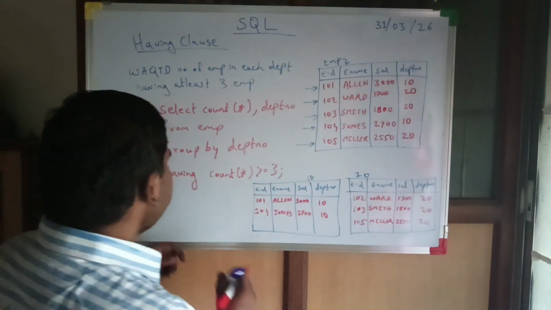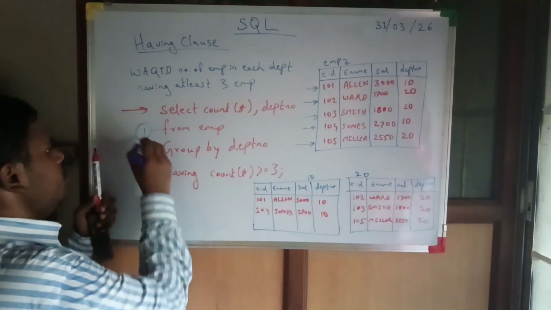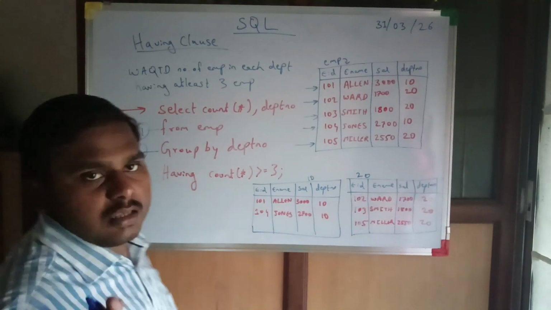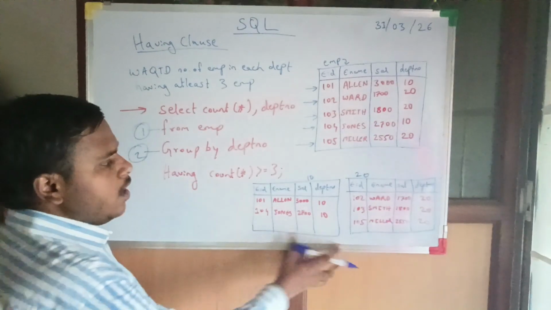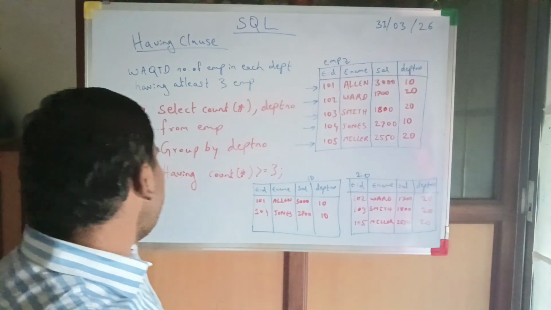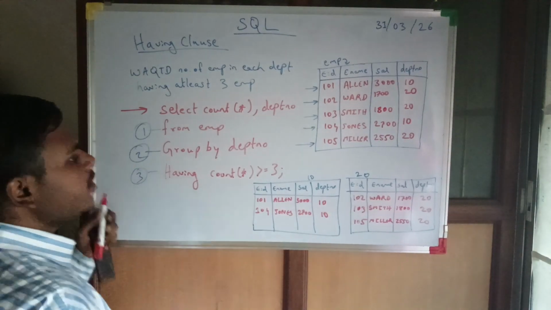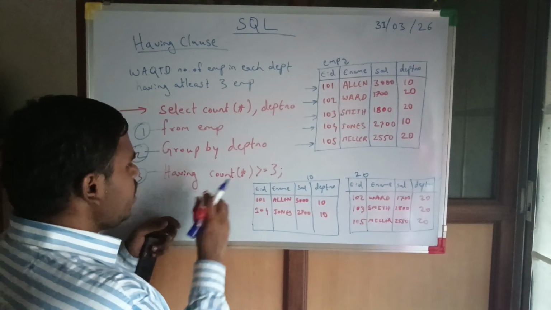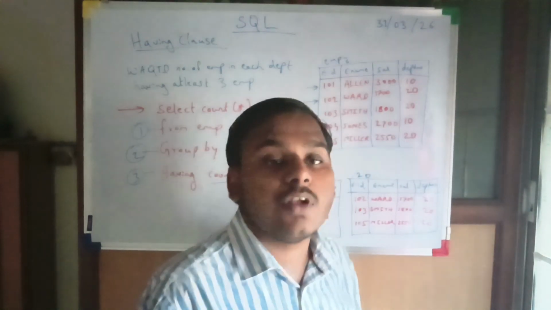Now after the execution of the FROM clause and GROUP BY clause, we got an idea. In the last class also we have seen, I have revised the concept. Row by row it will go and separate groups will get created. Now what is the role of the HAVING clause? HAVING clause is used to filter the groups. Now what is the condition? COUNT(*) greater than or equal to 3. What is the role of COUNT(*)? It counts the number of records.